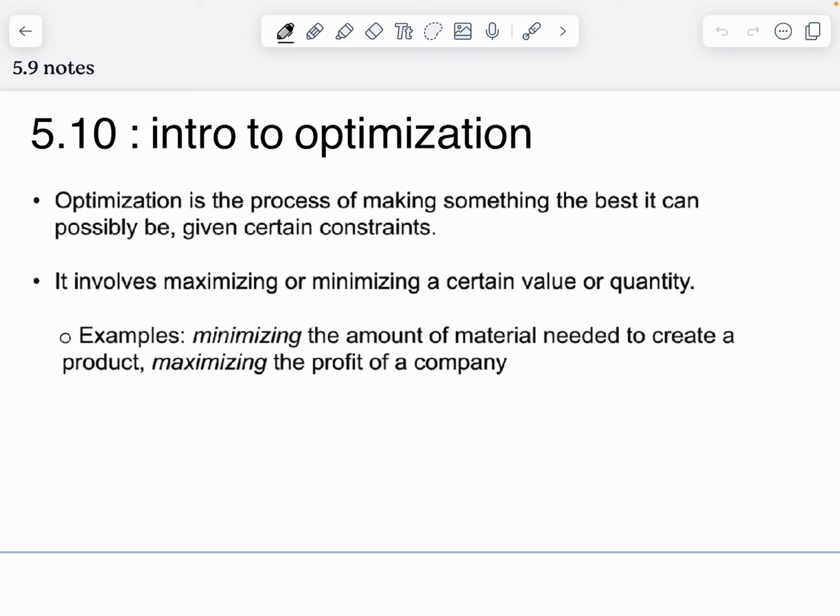Examples: minimizing the amount of material needed to create a product, maximizing the profit of a company. If you've ever been wondering how what we're learning connects to the real world, this is it. We are going to use the first derivative, like how we use the first derivative to find the max or min. We're going to use the first derivative to find maxes and mins of these problems to be able to maximize or minimize the things in these problems.